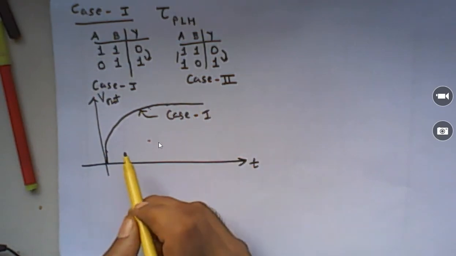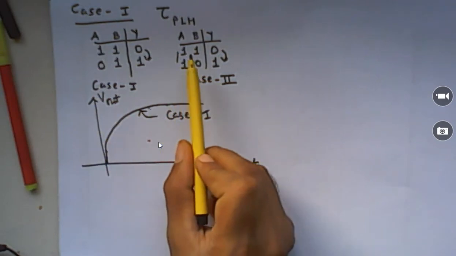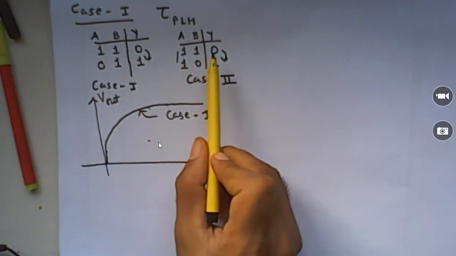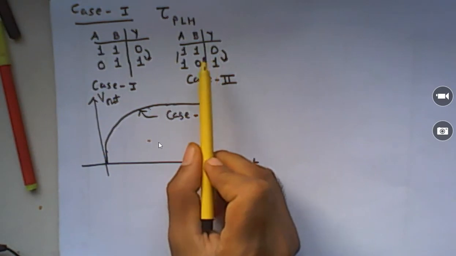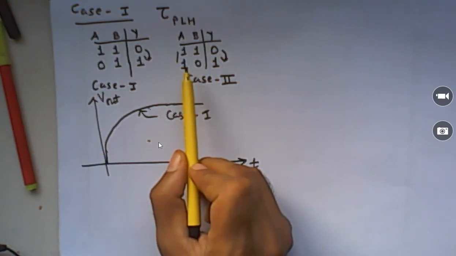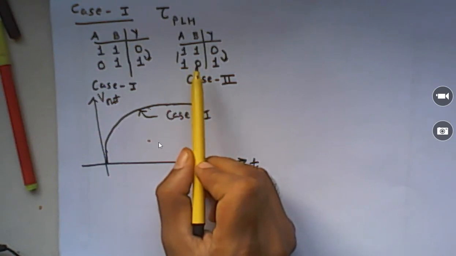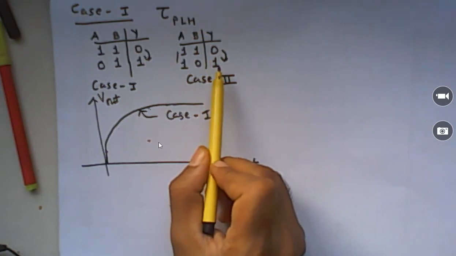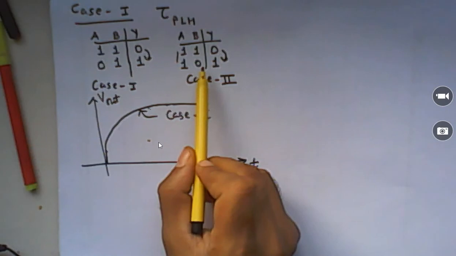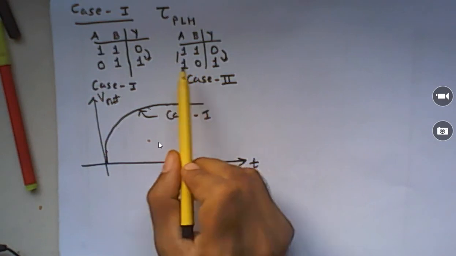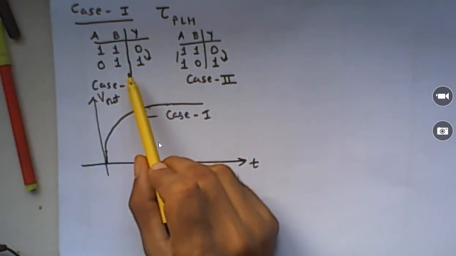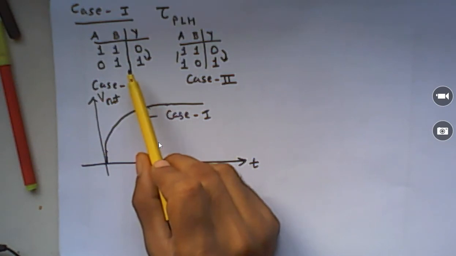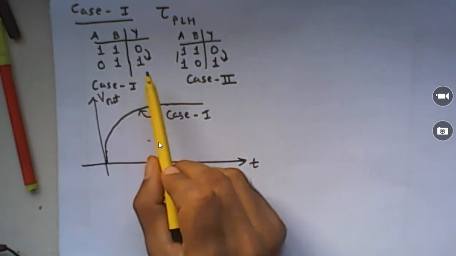Another case: initially both inputs are 1, 1, so we get output 0 for the NAND gate, and next input B goes from 1 to 0 with input A as it is, and that makes the output go from 0 to 1. But in both cases, the capacitance between the output node and ground is different. In case 1, the intermediate node capacitance, which is at the source and drain terminals of MOSFETs A and B, will not come into the picture.